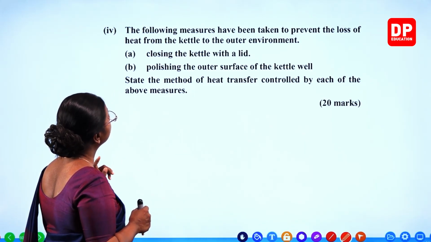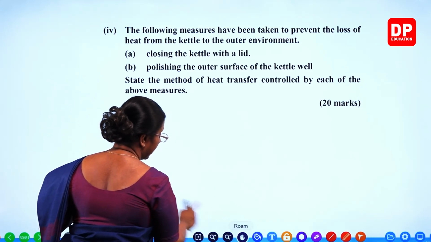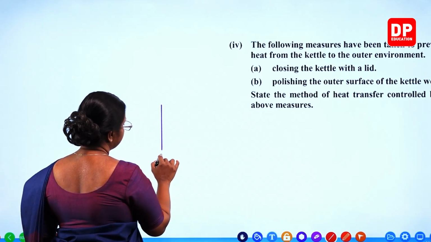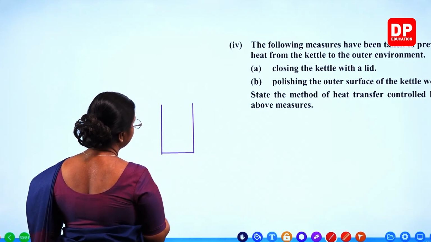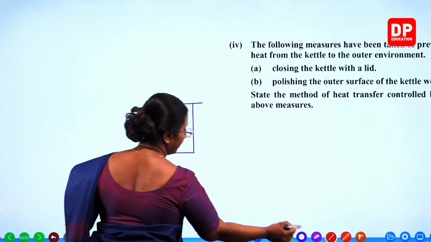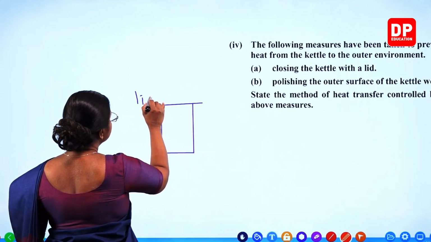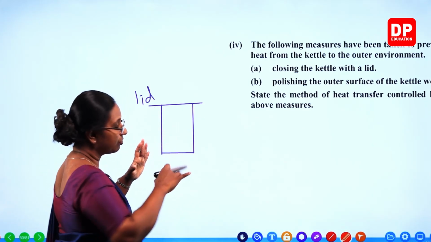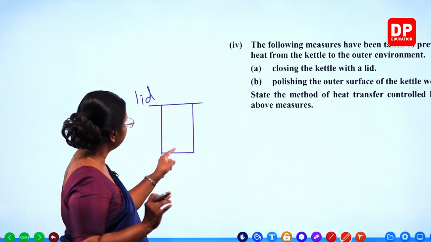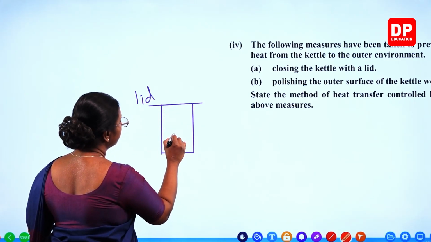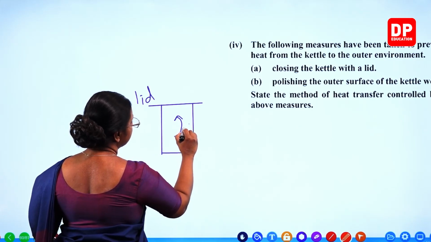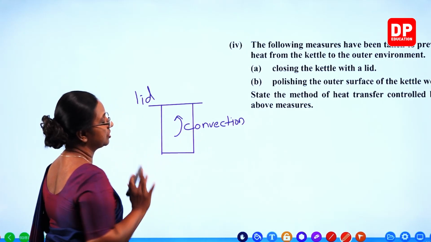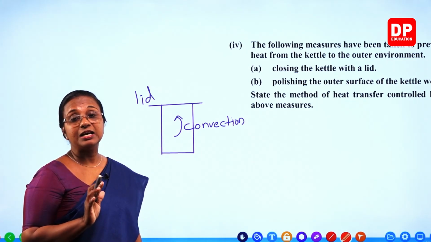Now here you can see closing the kettle with a lid. Now if we have a kettle, I'll just draw it as a container like that. We have the kettle. If you close it with the lid. Now this lid, normally if it is conduction, it will be from the walls and through all the sides. But if it is only the top, it is due to convection. So this is convection process. Lid prevents the process of heat loss by convection.